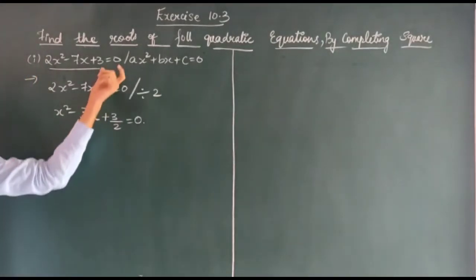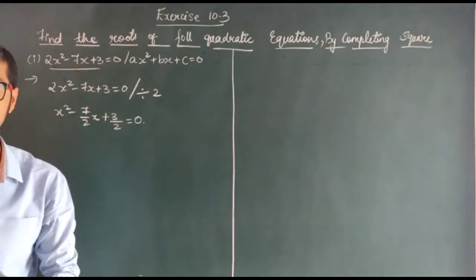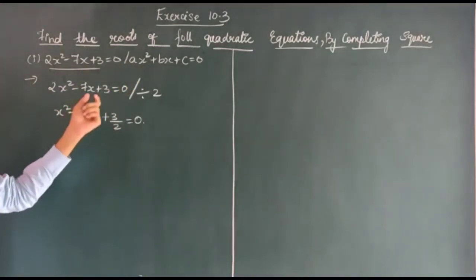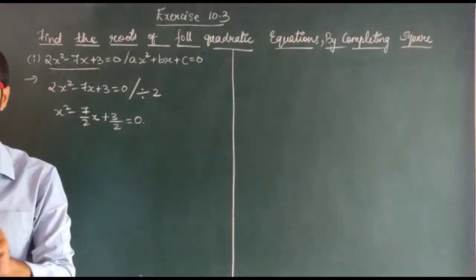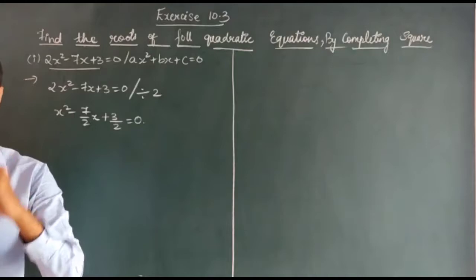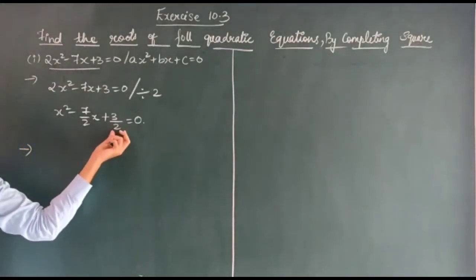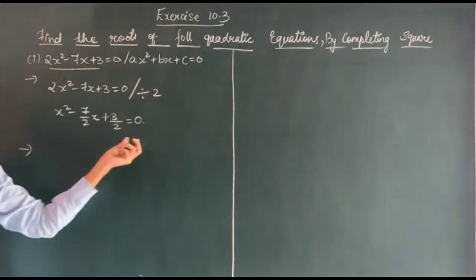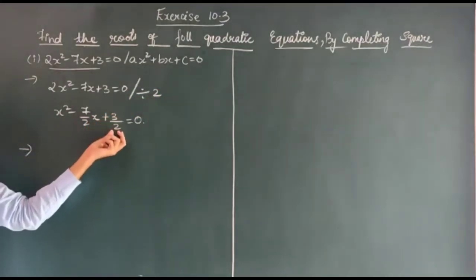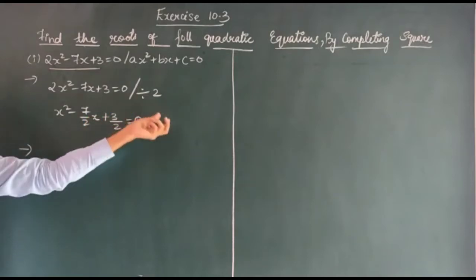I repeat, my first step is to check whether the equation is quadratic in nature. My second step is making the coefficient of x square unity, or 1. Now let me move further with the third step. So what is my third step? The third step is moving the constant term towards the right hand side of the equal to sign. So which is the constant here? The constant is 3 by 2, right? So let me shift this 3 by 2 towards the right hand side.